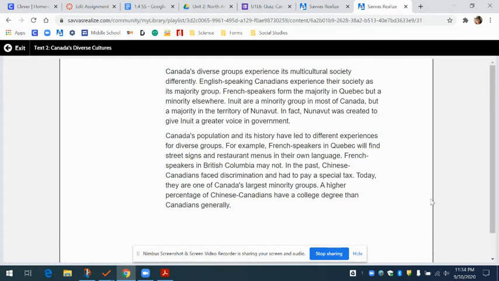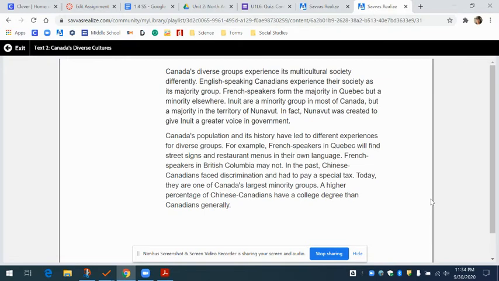Canada's diverse groups experience its multicultural society differently. English-speaking Canadians experience their society as its majority group. French speakers form the majority in Quebec, but a minority elsewhere. Inuit are a minority group in most of Canada, but a majority in the territory of Nunavut. In fact, Nunavut was created to give Inuit a greater voice in government.